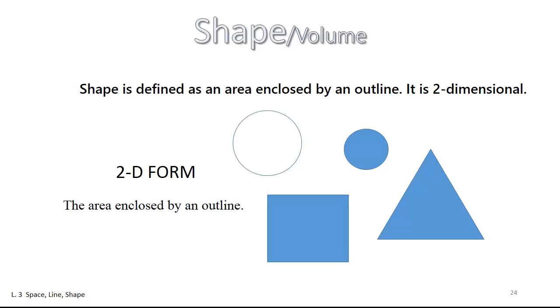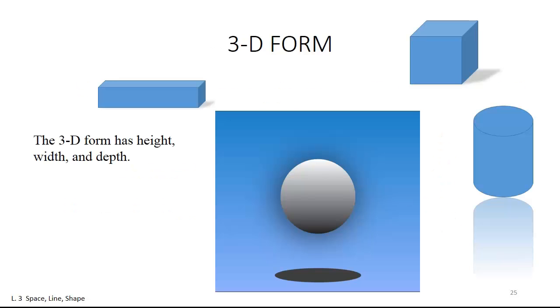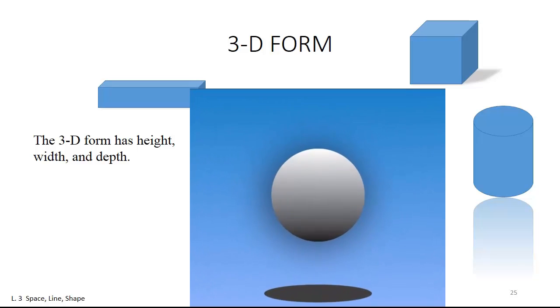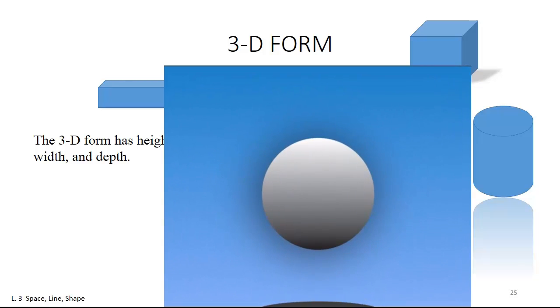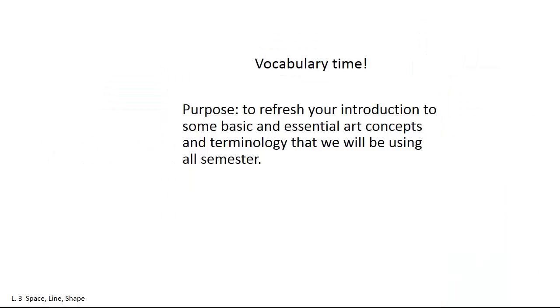A line is an identifiable path created by a point in space. It is one-dimensional and variable in width, direction, and length. It leads the eye around a composition, and it communicates through character and direction. A line is the path of a moving point.